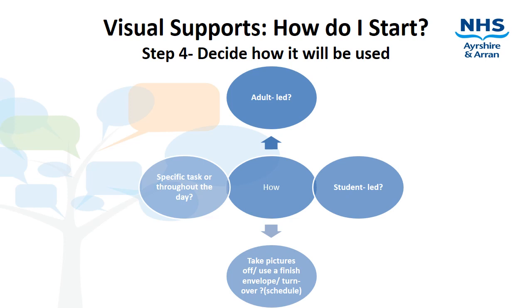Step 4 is decide how it's going to be used. So, is the adult using it to support understanding of a task? Is it student-led? So, for example, a communication board that the student is using to ask for a drink and is initiating that communication. If it's something like a schedule, how are you illustrating that an activity or a task is finished? So, are you taking pictures off? Do you have a finished envelope? Are you turning it over? Is the visual specific to a task, or is it going to be used on multiple occasions throughout the day?